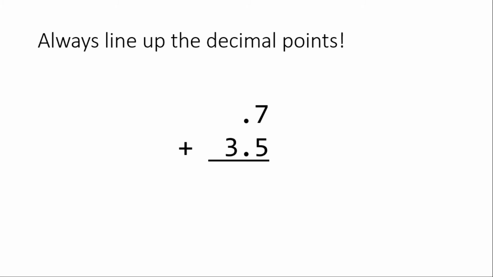Now I want you to try this one. As you can see, decimal points are lined up, so press pause to try it out, press play to check your answer. Okay, let's check your answer. Let's stick in our decimal point in the answer first. Now let's add the tenths. 7 plus 5 is 12. We can't fit 12 in there, so we're going to have to put 2 there and regroup the 1. Okay, and then we add the wholes. 1 plus 3 is 4.